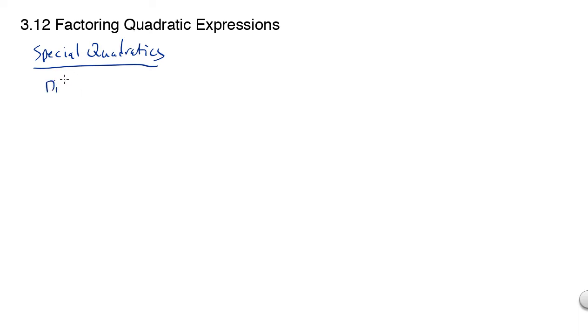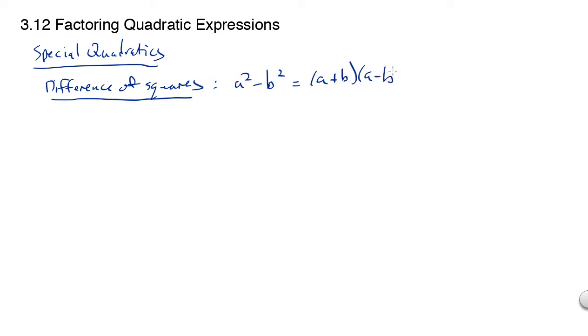So first, we're going to look at the difference of squares. If you see two numbers that are a difference and they're both squares, then that's a difference of squares. It looks like this, a squared minus b squared. If you see that, that automatically factors into a plus b times a minus b.